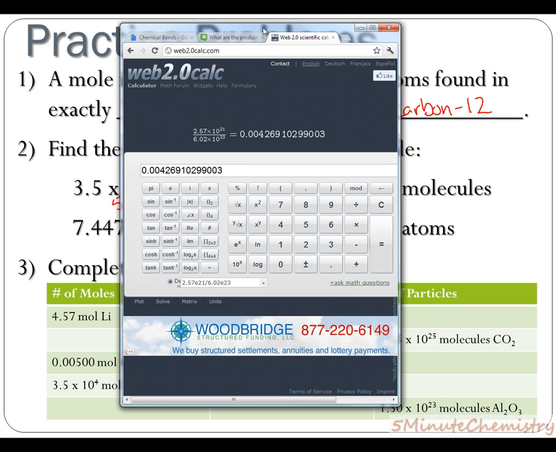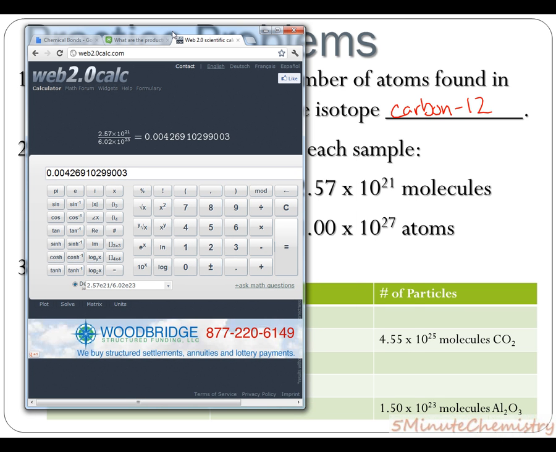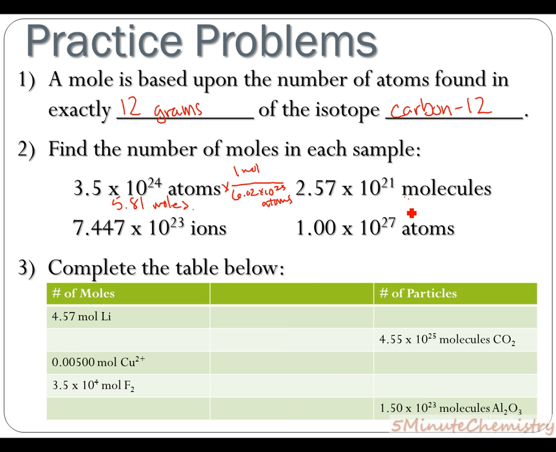That gives us 0.004269. So 0.00427 rounded to 3 sig figs.